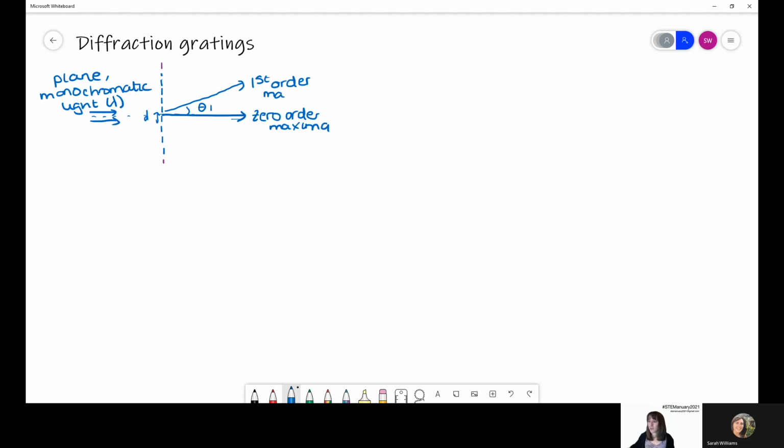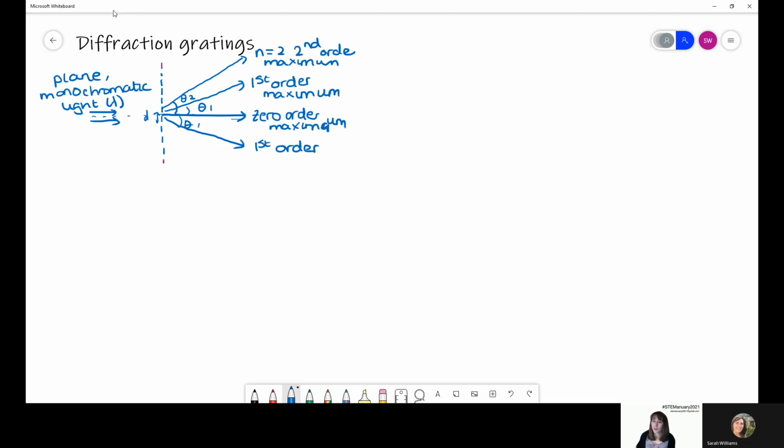So this is my first order maximum, sorry, I should use my plurals correctly. And there will also be a first order below. So again, this is theta 1, and then there'll be the n is equal to 2, so the second order maximum up here, and this will have some angle, I'll call that theta 2.